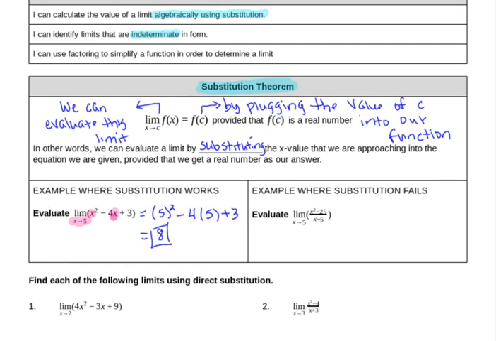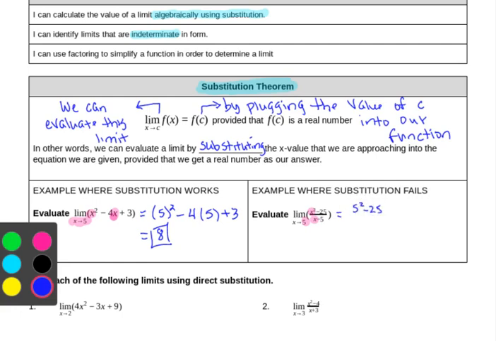So we're doing the limit of x squared minus 25 over x minus 5 as x approaches 5. So we're going to take this x value of 5 and plug it in for x. When we do that, we get 5 squared minus 25 all over 5 minus 5. Now we know that 5 squared is 25. 25 minus 25 is 0. And we get 5 minus 5 in the denominator, which is also 0. So we end up getting 0 over 0.